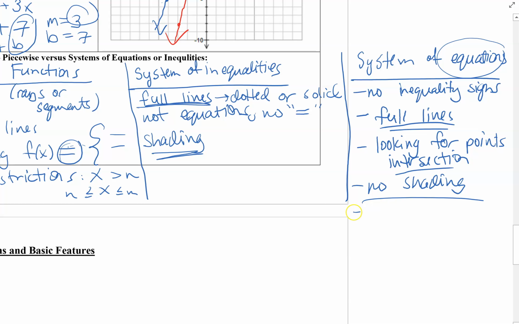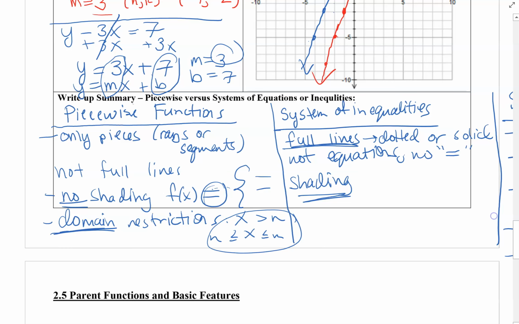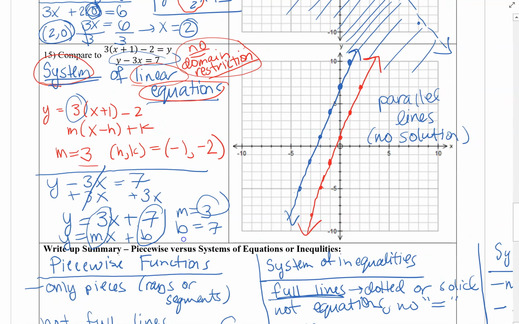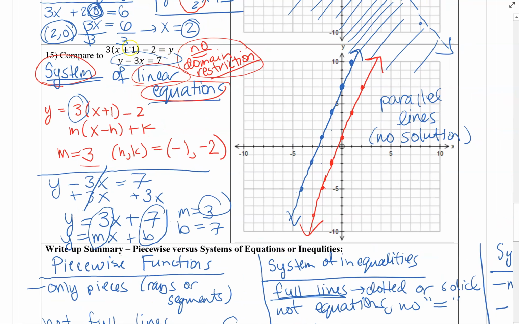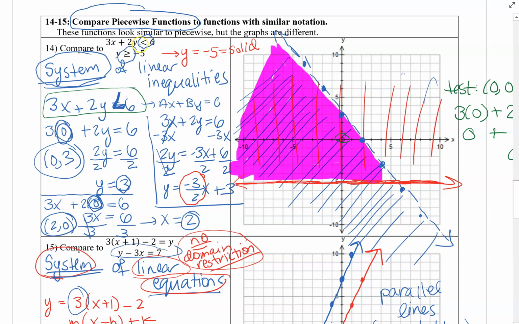And you also will notice they don't have any domain restrictions, right? So as soon as you see something and you don't see any domain restrictions, nothing like x is less than that, or between these numbers, you know that's not a piecewise function, that's a system. So don't confuse piecewise functions with things that look like this, multiple equations with no domain restrictions, or things that look like this, multiple inequalities, where there's no equation, only inequalities.